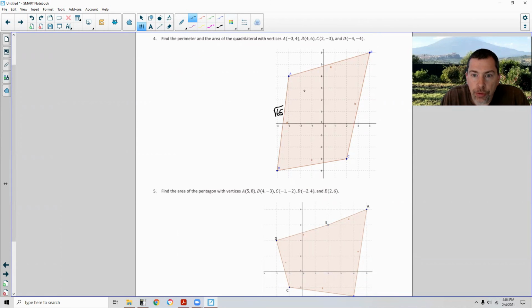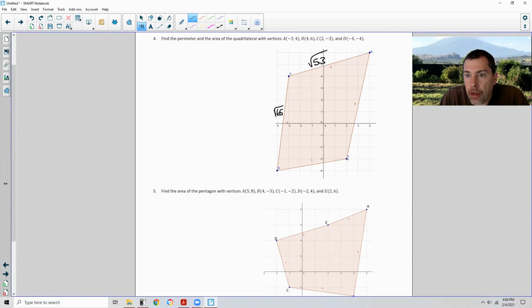So AD, square root of 65. This I have to go up 2, so that's 2 squared. 1, 2, 3, 4, 5, 6, 7 squared. 2 squared is 4. 7 squared is 49. 49 plus 4 is 53.